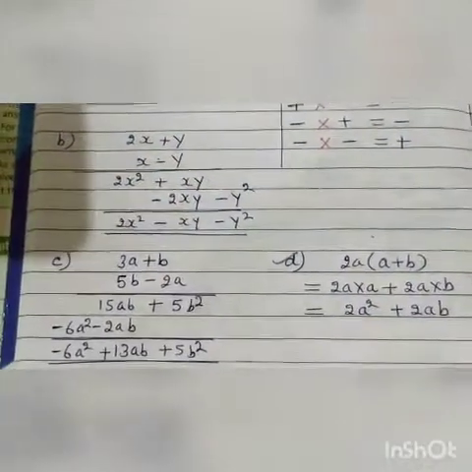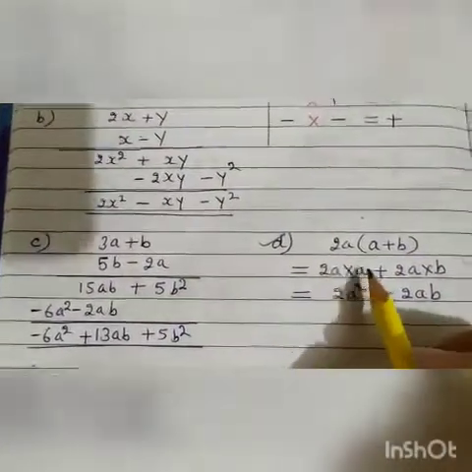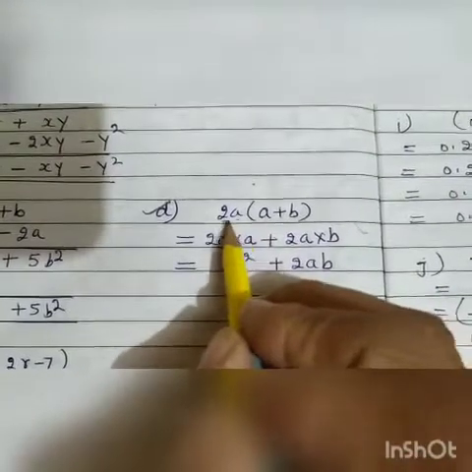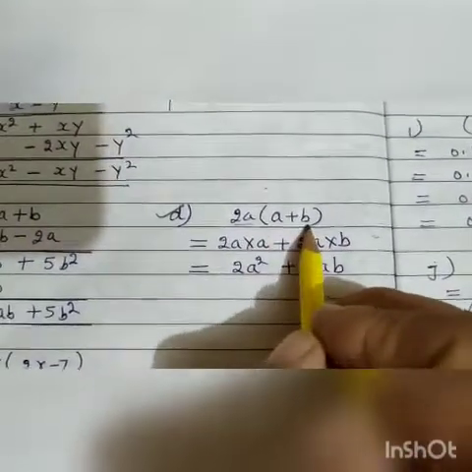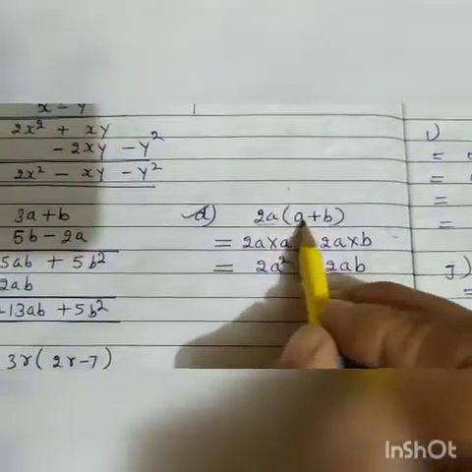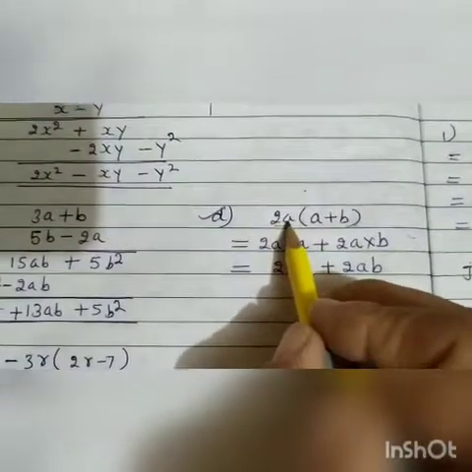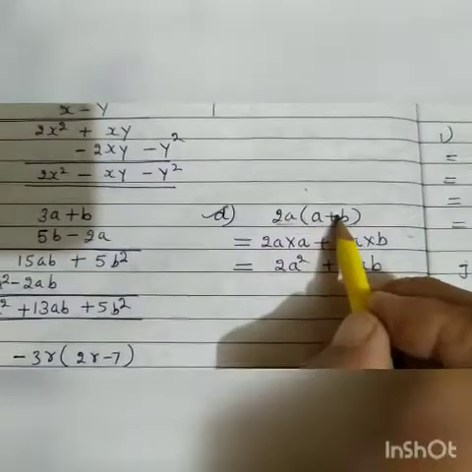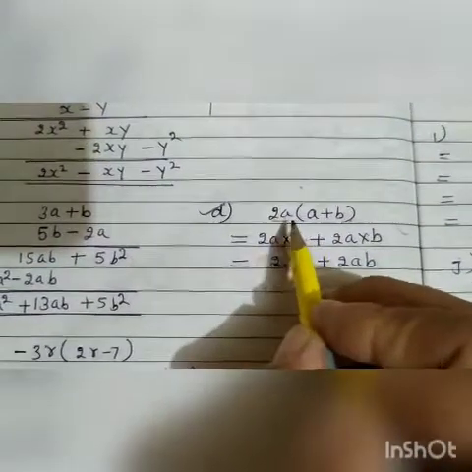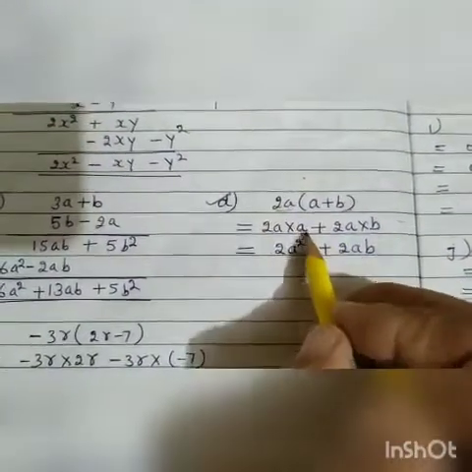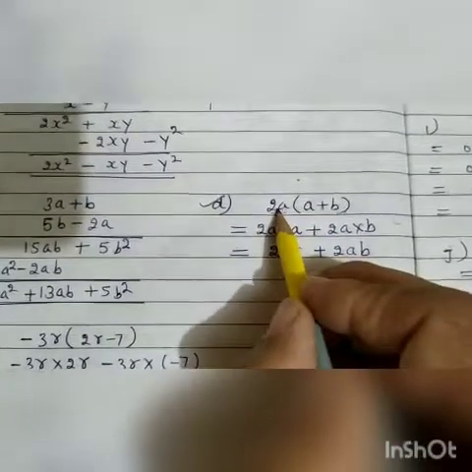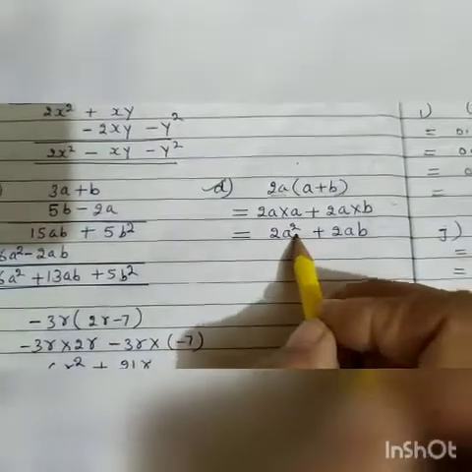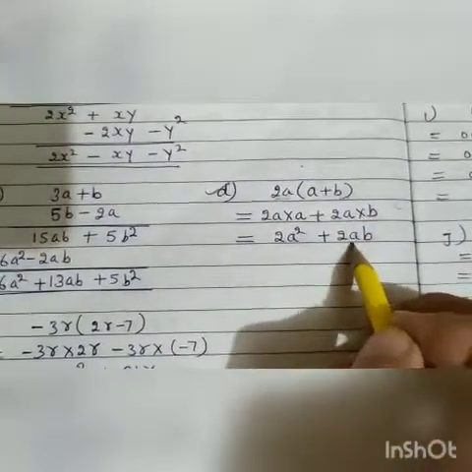Next, D part first, because this is also a multiplication of a monomial with a binomial in row method. 2a multiply by a plus b. This is 2a multiply a, 2a square, plus 2a multiply b, 2ab.